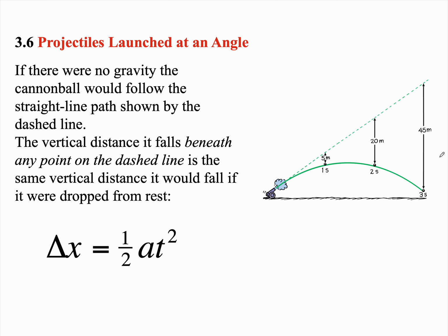So how do we figure out these distances, the 5, 20, and 45? Well, it's just this equation here where we're going to plug in -10 for the acceleration due to gravity, and then you've got t squared. And if you plug in 1, 2, and 3 into this, you'll get how far it's going to fall below that line, our delta x. This is as if it was dropped from rest.